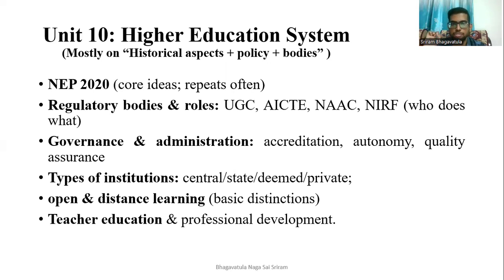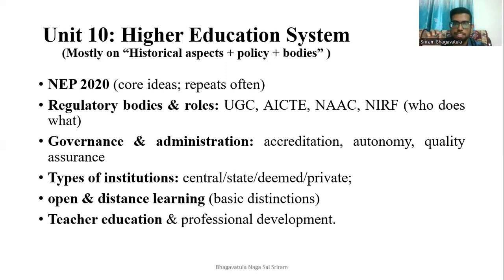Next one is types of institutions: central, state, deemed, private. All these different types of university setups which will be there. And in this, historical aspects also can be asked. What are the different types of schools which were there in India, what started at what time, and who is the particular person who initiated that thing, who is the chancellor, who is the vice chancellor, who appoints all of these. All of this is very important.